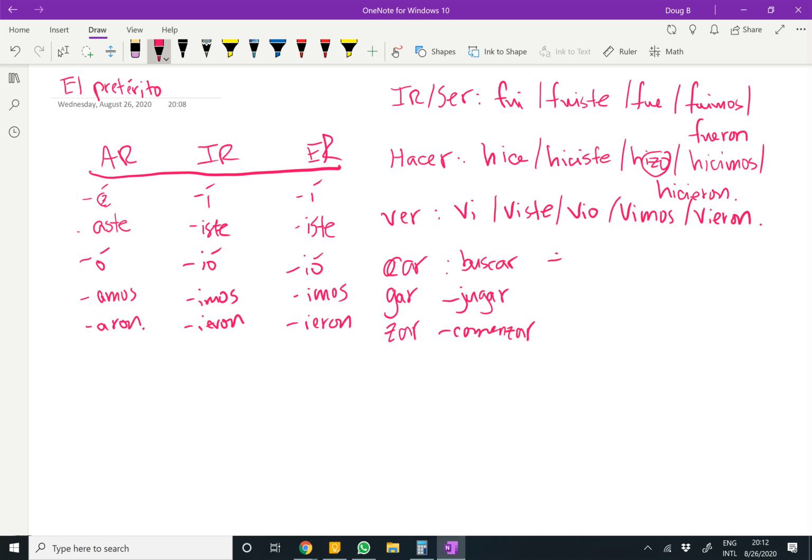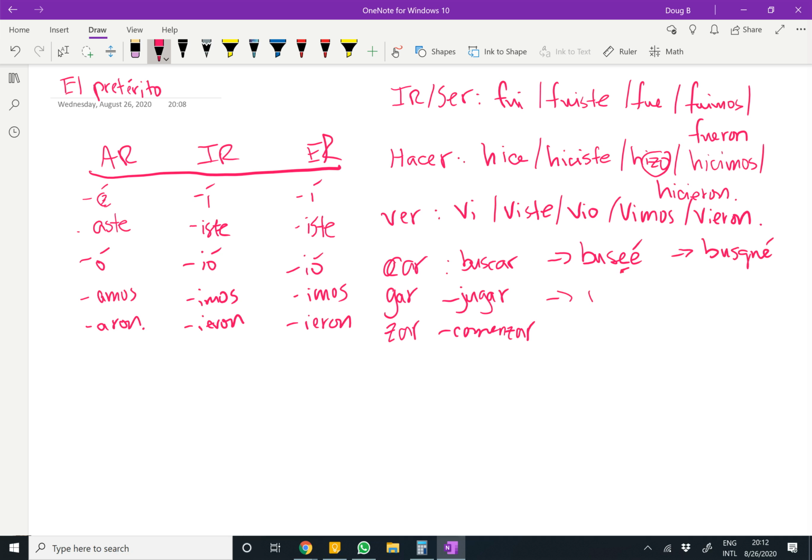Let's go to the yo form. If we conjugate this regularly, it would be busé, because C before an E in Spanish is a soft sound. But we know the infinitive is buscar, so we're trying to maintain the same sound. So we're going to change just the yo form to busqué with a Q. This applies anywhere you conjugate a CAR verb where the pronunciation of that C is going to change. You're going to change the C to a Q. This is going to come up when you do subjunctive or the commands.